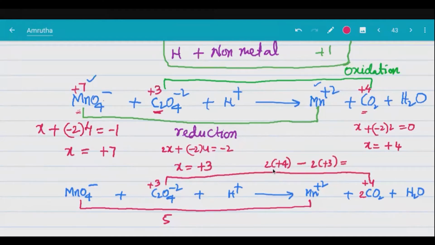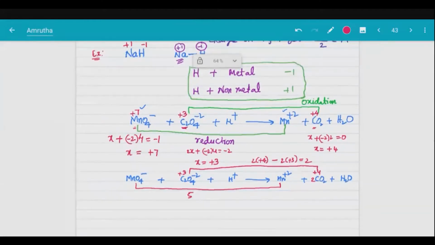Sir, why do you multiply with 2? Because there's a carbon, no? So 2 into plus 4, right side is more. So I've written first 2 into plus 4 minus 2 into plus 3. So that is how much? 2. Okay, getting the point here? Exactly. So now we have discussed a very important step in balancing.